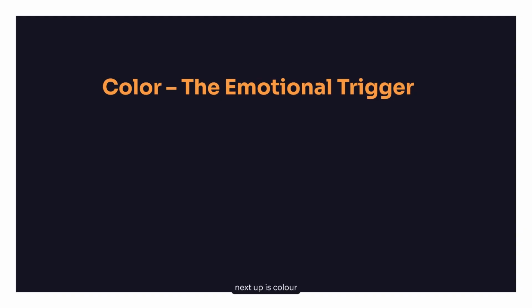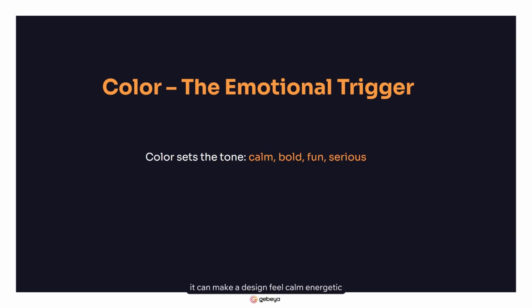Next up is color. Color is one of the fastest ways to create an emotional connection. It can make a design feel calm, energetic, playful, serious, even luxurious. Let's break it down. Warm colors, like red, orange, and yellow, feel exciting, bold, and active. Cool colors, like blue, green, and purple, feel calm, soothing, and balanced.